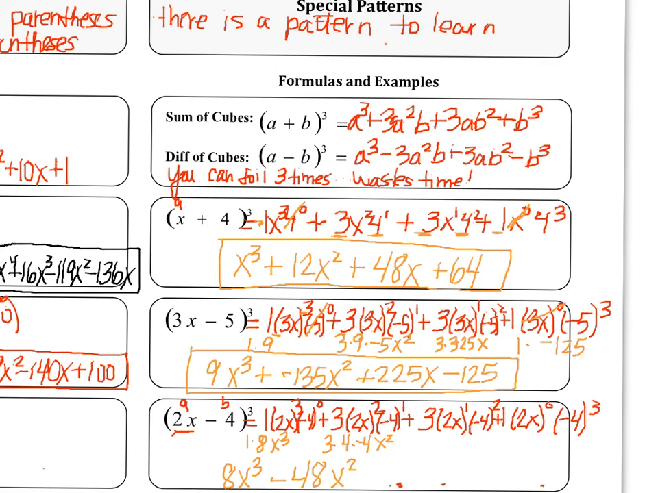The third term here, I've got 3 times 2 to the 1st, which is 2, times x to the 1st, which is just x, times negative 4 squared. Negative 4 squared is 16. So I've got 3 times 2 times 16, which is positive 96, and I've still got that x with it. And then my last term, I've got 1 times, well, 2x to the 0th just goes away. It's 1. So times negative 4 to the 3rd power, which is negative 64. So 1 times negative 64 is just minus 64.